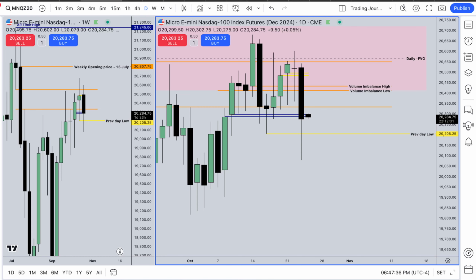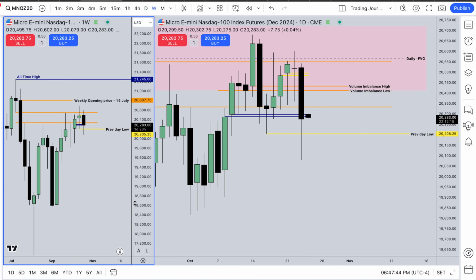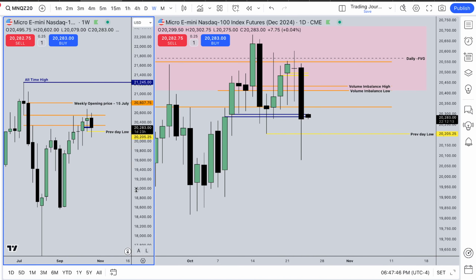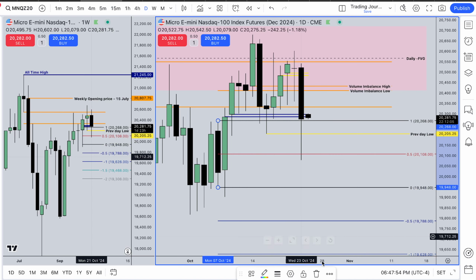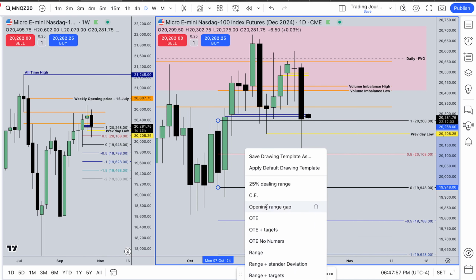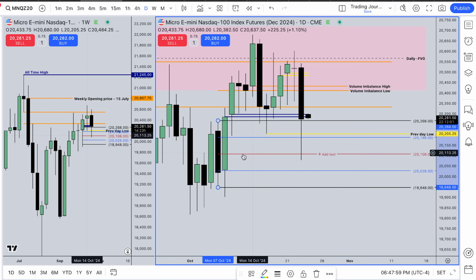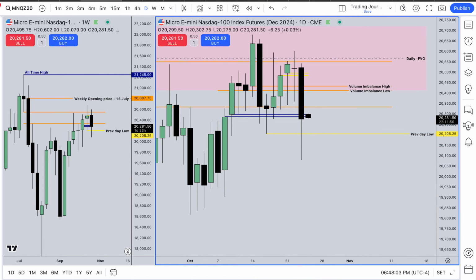Wednesday 23rd October. This is the weekly chart. Previous day's low in here. We see this order block. We measure the strength of that, half point of that. Midpoint of that is a point of interest.